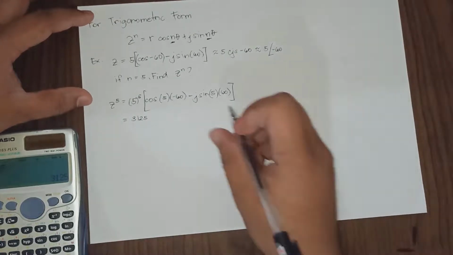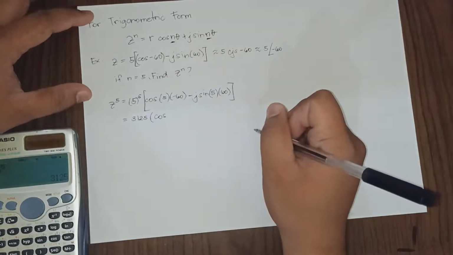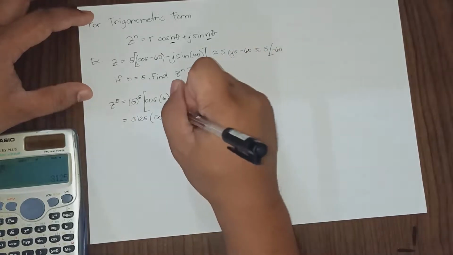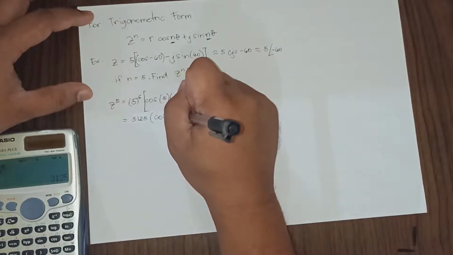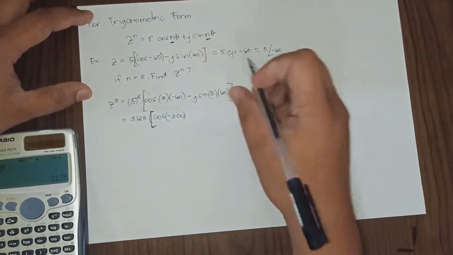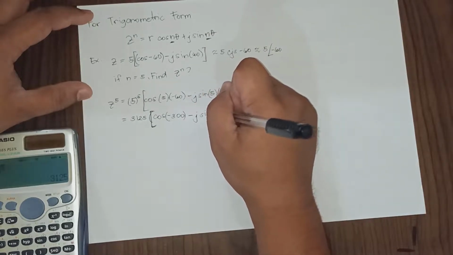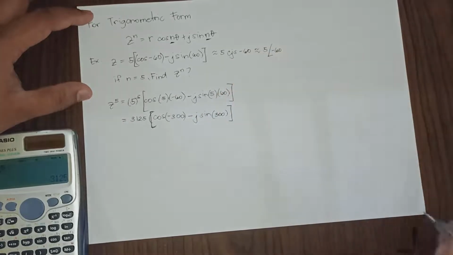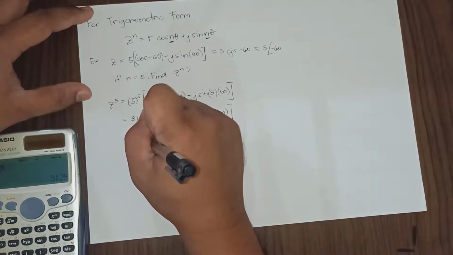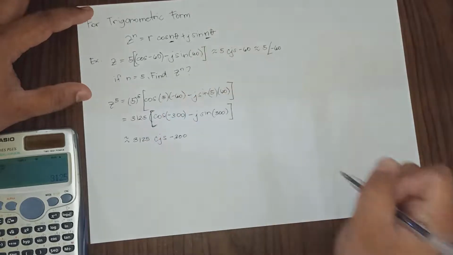Okay? That is just cosine of 6, 12, 18, 24, 30, so negative 300, minus j sine of 300, for 3125 CIS of negative 300 degrees.